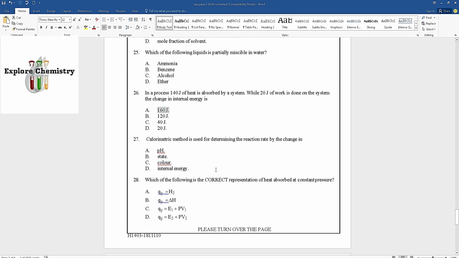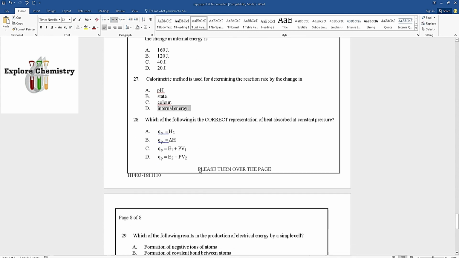Number 27, the calorimetric method is used for determining the reaction rate by the change in internal energy, not pH, color or state. Internal energy is calculated. Number 28, which of the following is the correct representation of heat absorbed at constant pressure? QP is equal to delta H and QV, constant volume, is equal to delta E. So option B is the correct answer.